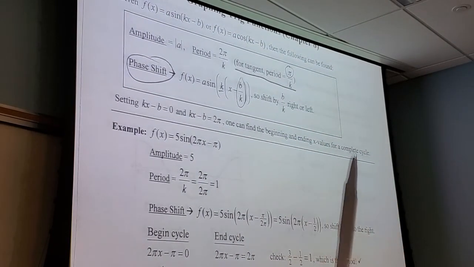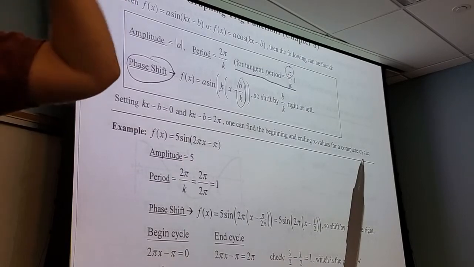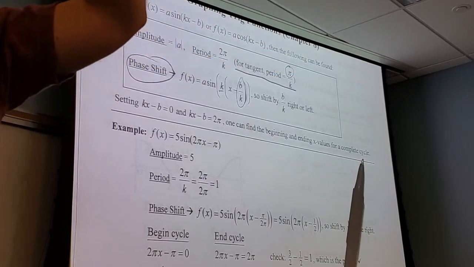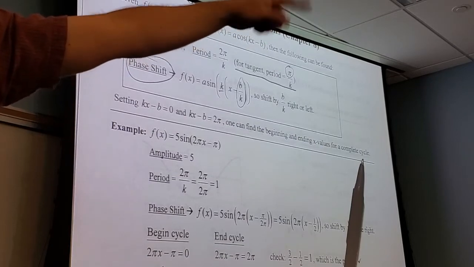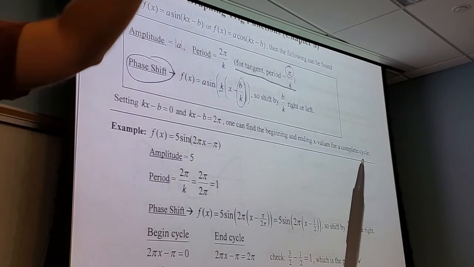Now, real quick, there's something really cool that you don't really need, but it's really helpful when you're first starting to do these. Sine and cosine, where do we normally start when I'm graphing? Where do I normally start and where do I normally end? I normally start at 0, and I normally end at 2 pi, right? So something really nifty that you can do.